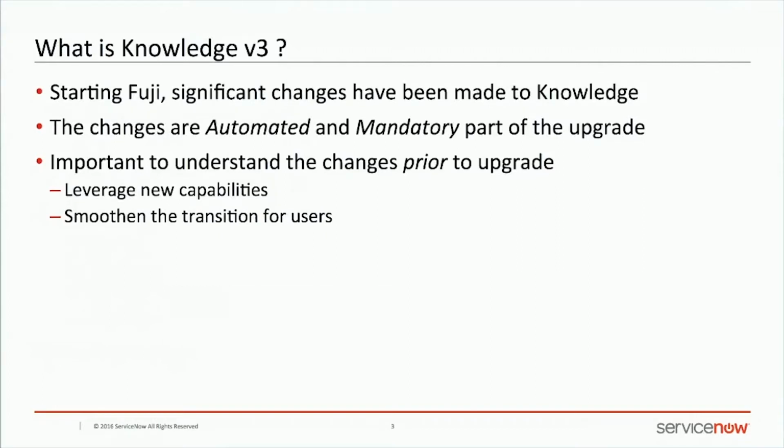So what is Knowledge V3? Starting Fuji release, which was mid of last year, we made some significant changes to the knowledge management application within ServiceNow. So much so that we call it the next version, version 3 of knowledge. The changes are automated and mandatory as a part of the upgrade. So it's very important to understand what those changes are, ideally prior to the upgrade. Understanding them will help you leverage those new capabilities as you upgrade, and also smoothen the transition for your end users.